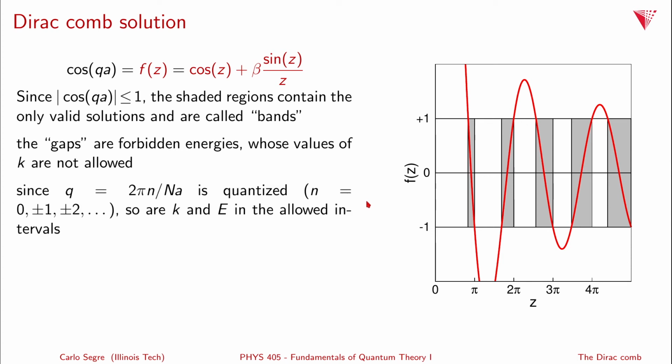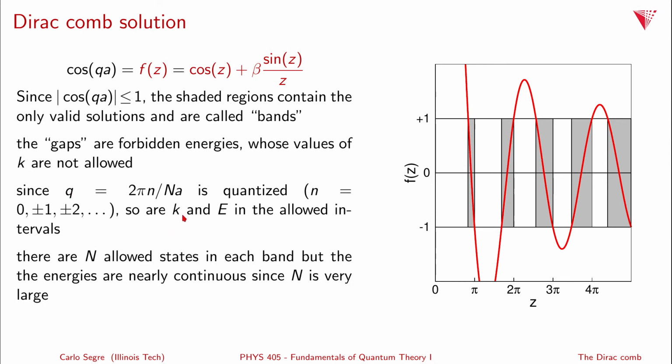Since q is equal to 2 pi n over capital N a, it's quantized because of the n, and k, which is a function of the energy, is also quantized. Right? So k, which is Z over a, is related to the energy of the system. And this is the momentum or the wave number of the system in the solid, which is different than this wave number for a free particle.